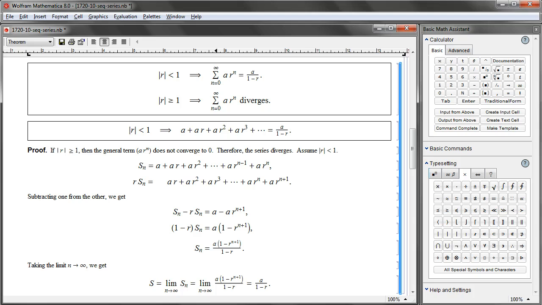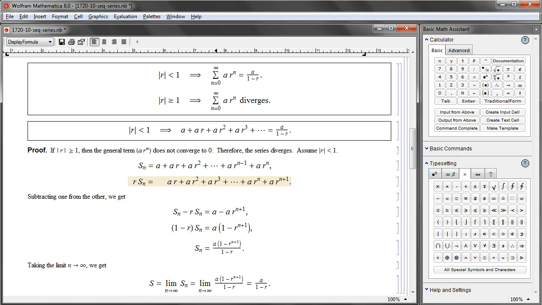Sn is a partial sum where it's a plus ar squared all the way up to r to the nth power. That's pretty much straightforward. And then here's an ingenious step. Multiply by r, then we get r times Sn. Consequently, we have to multiply r to each term. So a times r is ar. ar times r is ar squared. And ar squared times r is ar cubed. And so on. And then last term, ar to the nth power times r, we have ar to the n plus first power.